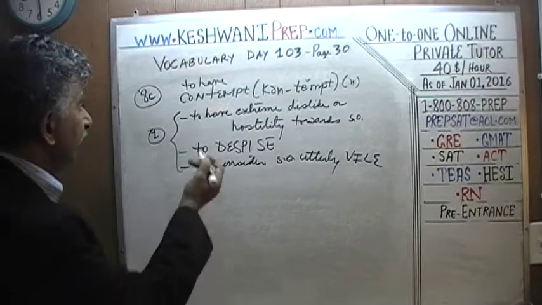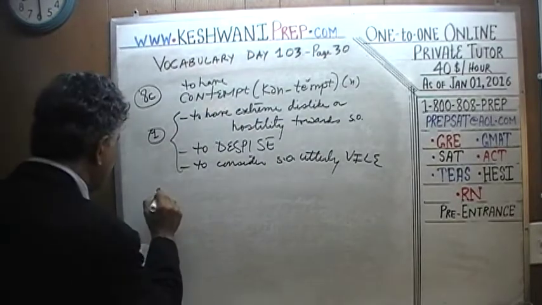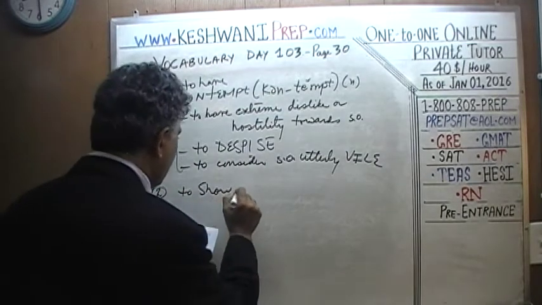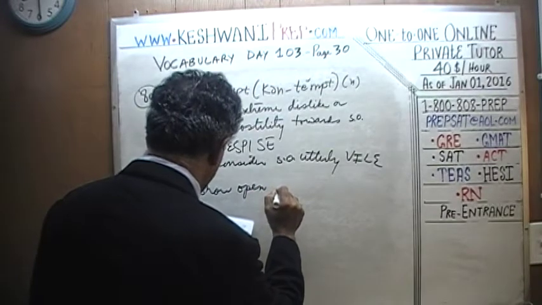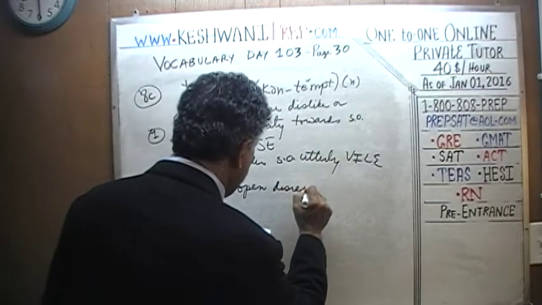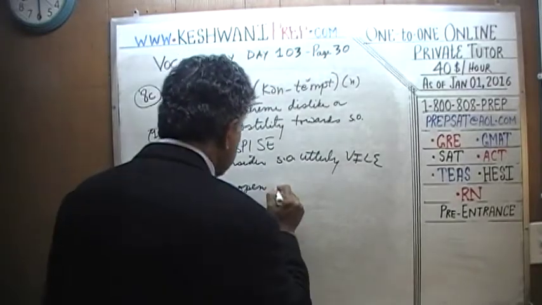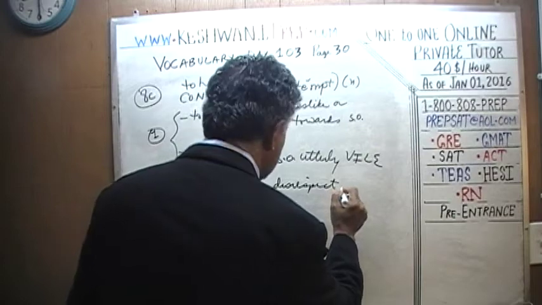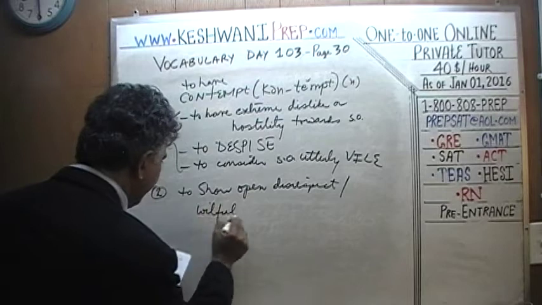Another context in which you will see this word, this expression, to have contempt, means to show open disrespect, willful. It has to be willful.